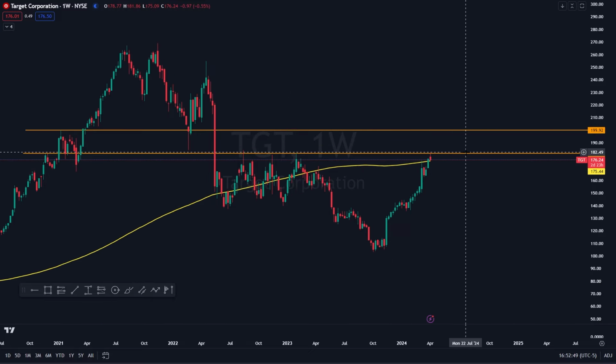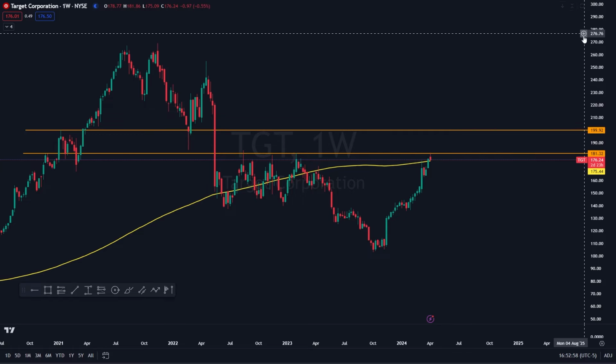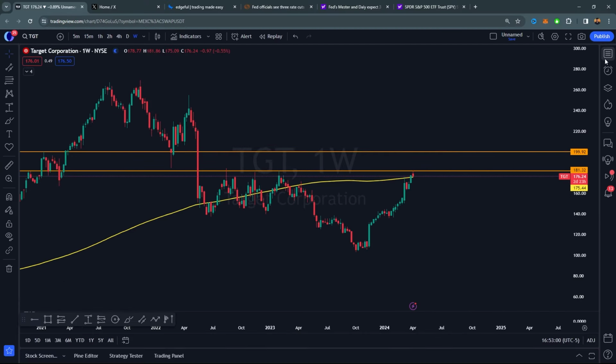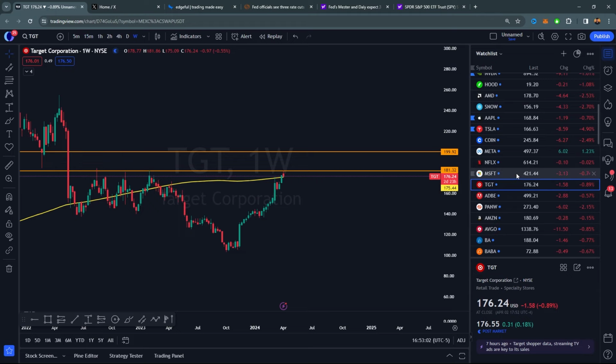The earnings have been phenomenal. They are moving in the right direction. I love what they're doing as a company. Compared to Walmart and Costco, they are undervalued and their earnings speak for themselves. So yeah, love what Target's doing. Big fan there. Broad market as well.